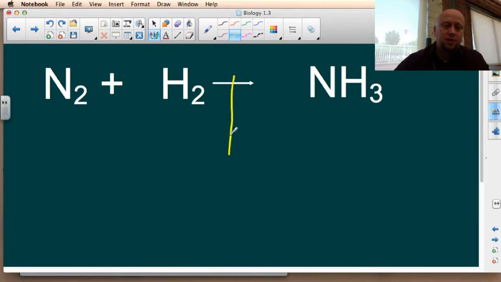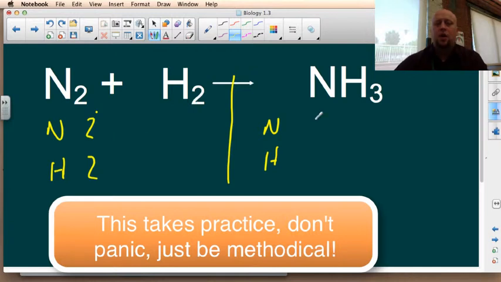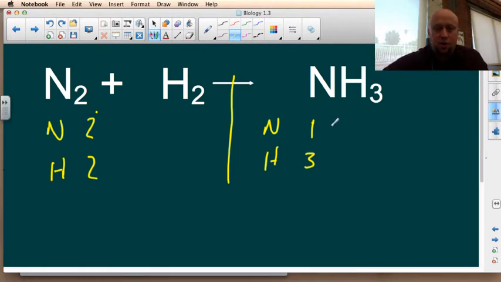But basically, to balance equations, it means we have to have the same number of stuff on the left-hand side as the right-hand side. So nitrogen and hydrogen on the left-hand side, nitrogen and hydrogen on the right-hand side, and we're going to write how many of each thing we have. So I've got 2 nitrogens over here and 2 hydrogens right now, 2 and 2. On the product side, I've got 1 nitrogen right now, okay, and 3 hydrogens. And so our goal is that I want these two things to be equal. I want my nitrogens here to equal my nitrogens over here, and I want my hydrogens over here to equal my hydrogens here.